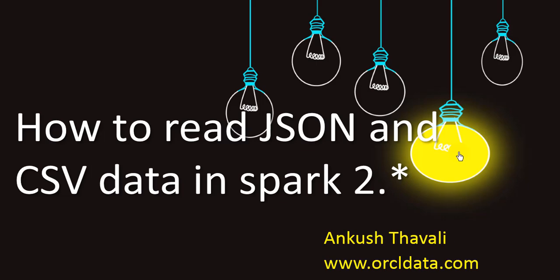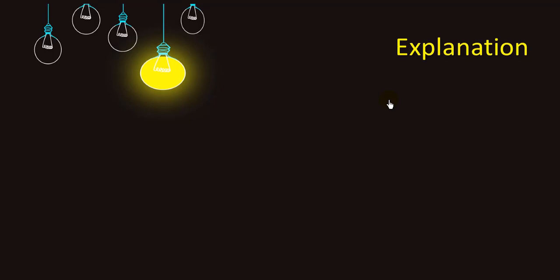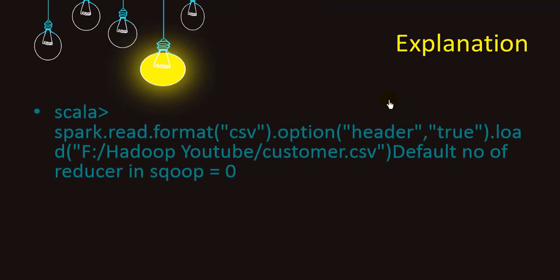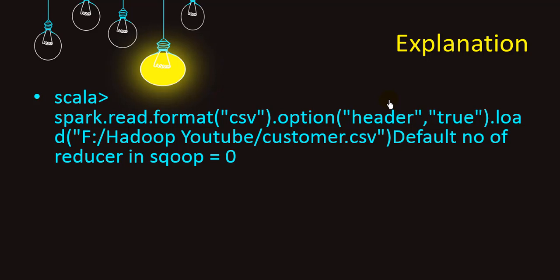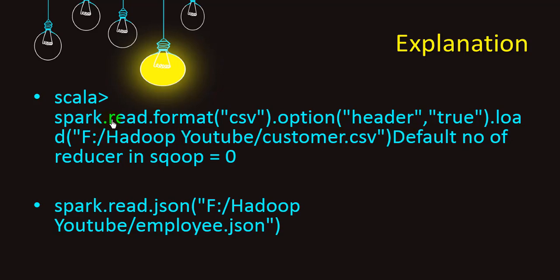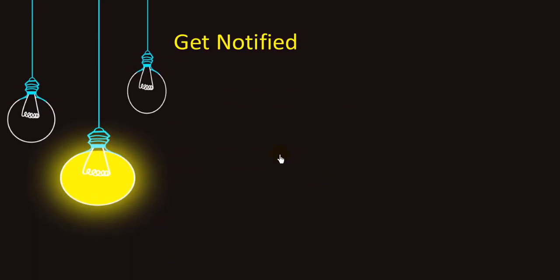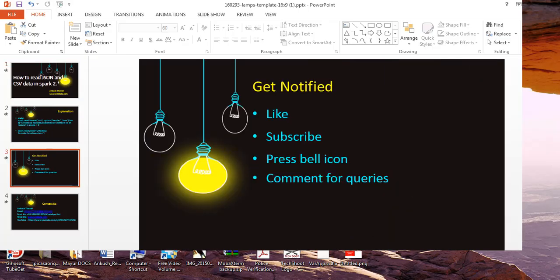In order to load CSV and JSON data, we need to use this command, spark.read.format. Spark is an object, and by using this object you can load the CSV data, and by using spark.read.json you can load the JSON data. We are going to see this in a practical way so that you will understand the things in a better way.